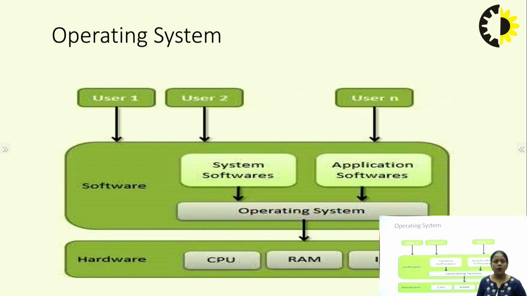Now the question is, what is software? Software is a set of tested programs and its documentation. Here we have two types of software: system software and application software. To run the application software, we need system software. So there are two categories of software: system software and application software. Fine. And the operating system is also a software, a system software, which is used as an interface between the users and hardware. So we can say that the operating system is a main part of our system. Without an operating system, the user cannot directly interact with the hardware.